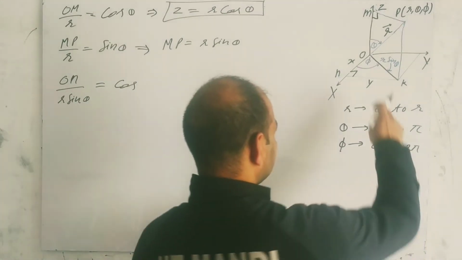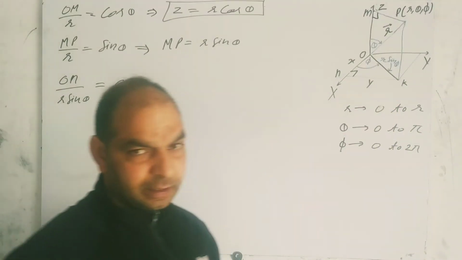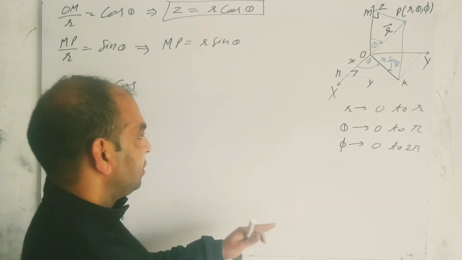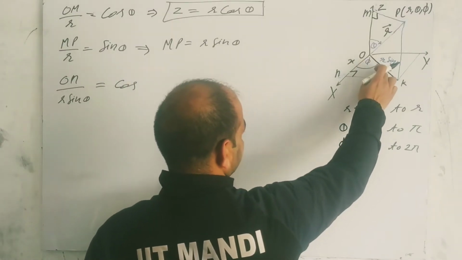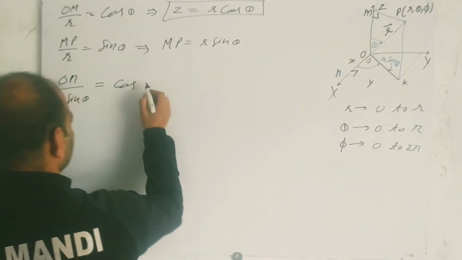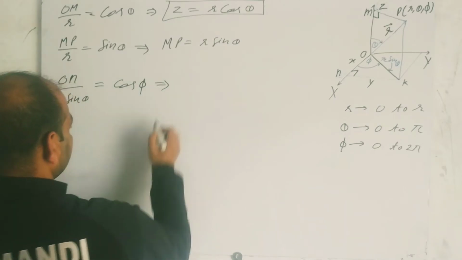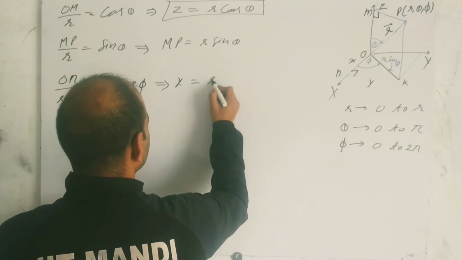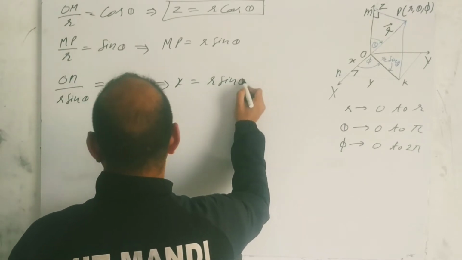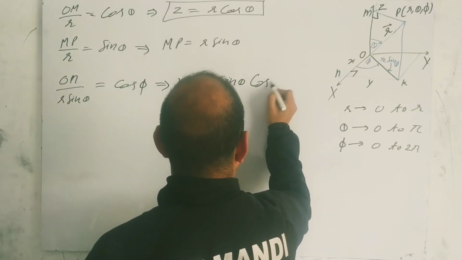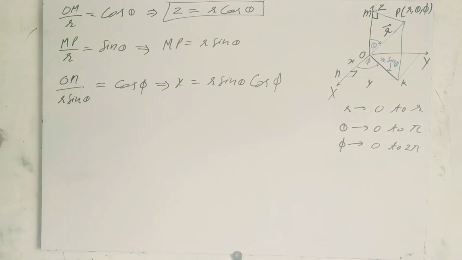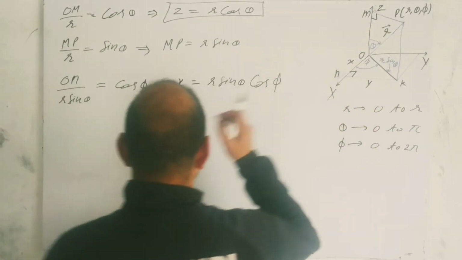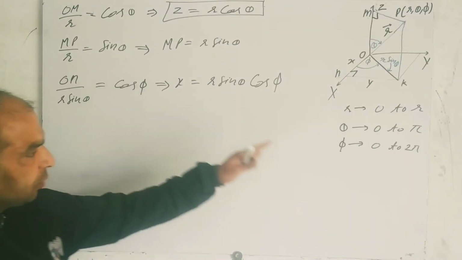What is the angle here? Here it is phi, not theta. We take phi because the angle is made by this hypotenuse with this ON. So it is equal to cos phi. But ON is equal to x. So x is equal to r sin theta cos phi.